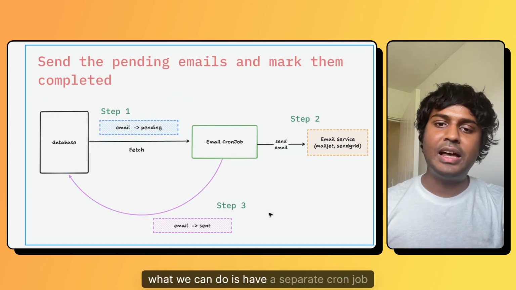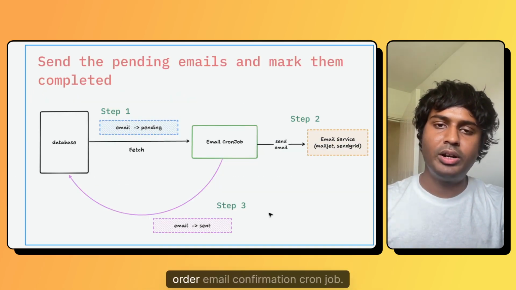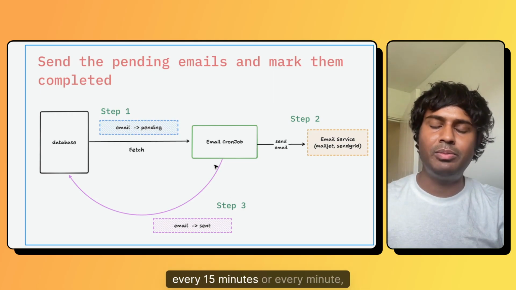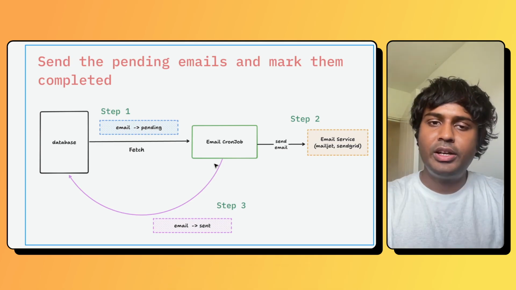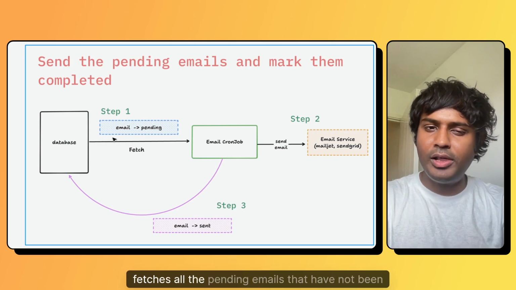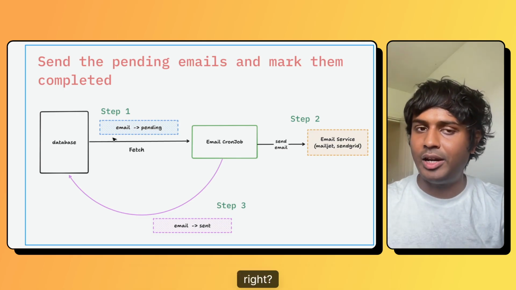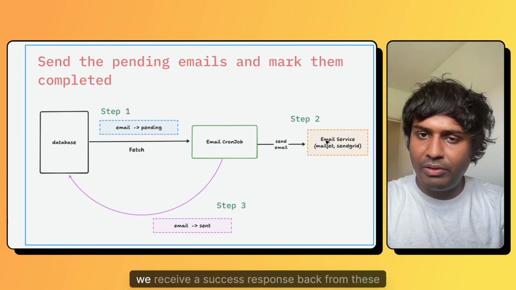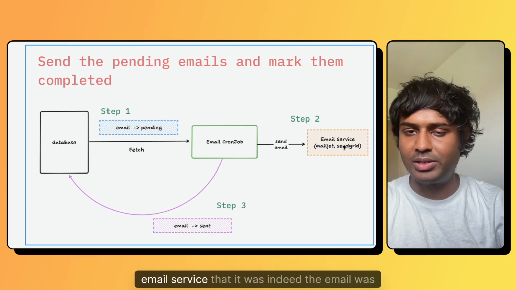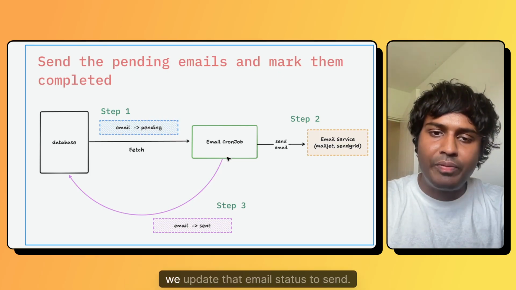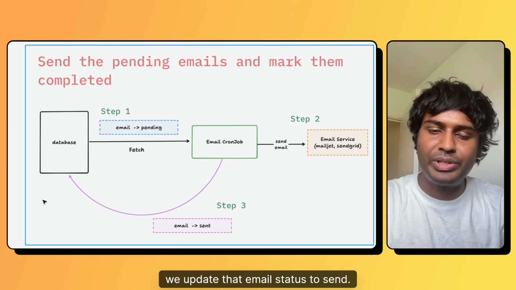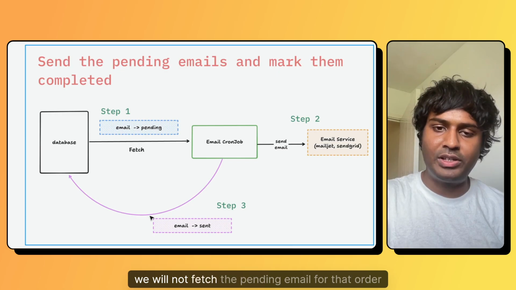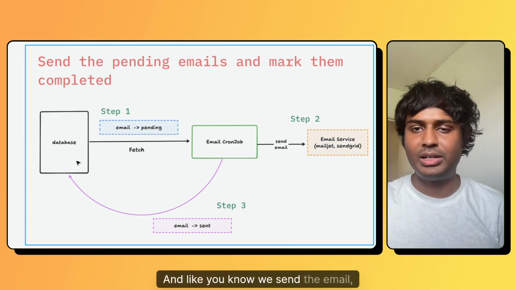Okay, so once this has been written, what we can do is have a separate cron job called the order email confirmation cron job. And what it does is, every 30 minutes, every 15 minutes, or every minute, whatever frequency you want, it polls the database and fetches all the pending emails that have not been sent, right? And then for each of them, it sends the confirmation email. Once we receive a success response back from the email service that the email was indeed sent, we update that email status to sent. So that way, the next time the cron job runs, we will not fetch the pending email for that order.